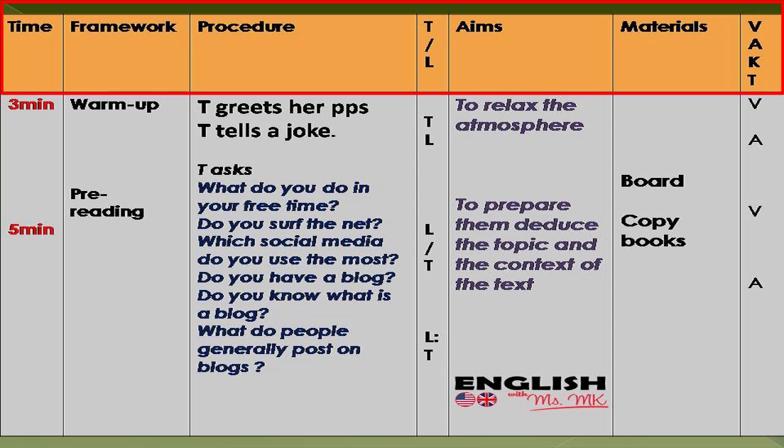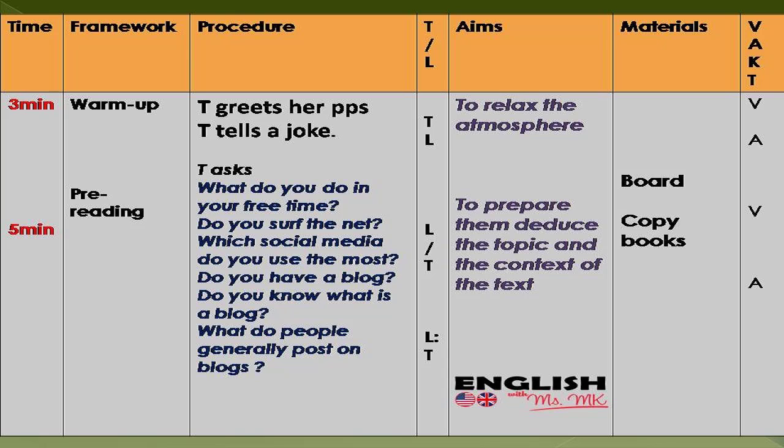Then VAKT. It means visual, auditive, kinesthetic, and tactile. Here it has to do with the style of your pupils. For example, if I introduce a listening lesson, here I'm going to focus on the auditive and the visual aspect of my pupils. If we have an activity which requires touching or something like that, here we are dealing with kinesthetic and tactile. So here you just have to focus on the style of your pupils.